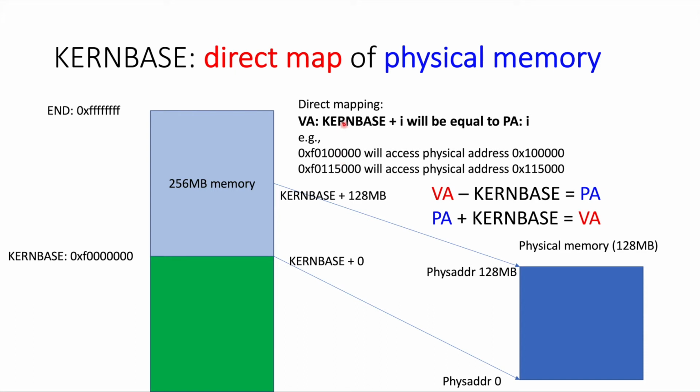So KERNBASE, because its value starts with F at the head. If we get addresses like this, starting with F, then it's a kernel virtual address. And then to translate that to a physical address, you just need to delete it. Then you will get 1000 as 1000.